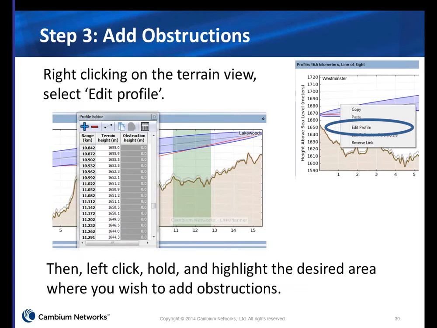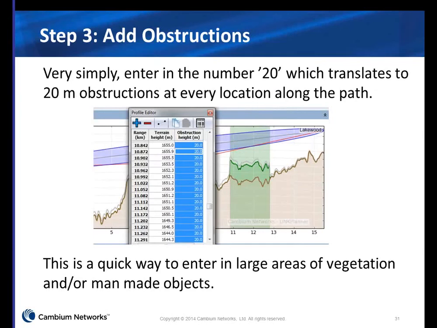We can add obstructions to the link by right-clicking on the profile and select Edit Profile, and you will then see this little spreadsheet view of the path profile. If you click and hold across the profile, you'll highlight an area, and you can then add a height to that option. So by adding number 20 into the selected area, we get a 20-meter height obstruction added to the profile.